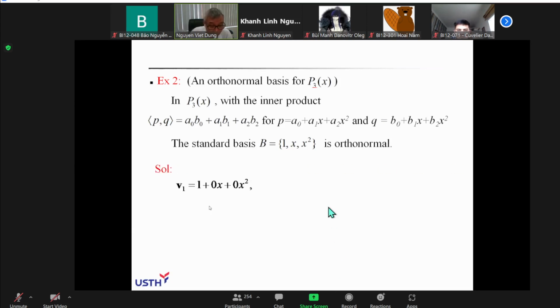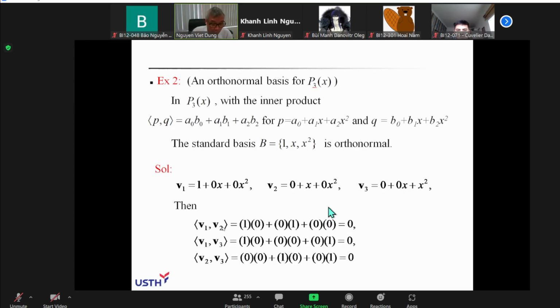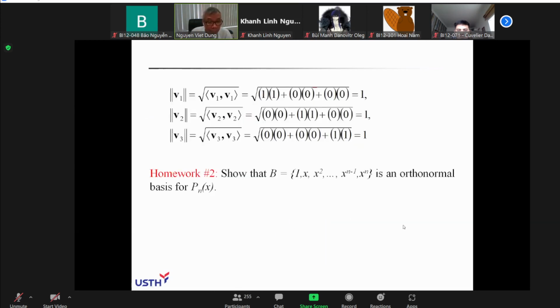Here I write v1 to be that, v2 to be that one, and v3 to be that one. Then we consider the inner products of them to be that. The inner products are 0. So we know that the system v1, v2, v3 is an orthogonal system. Next, we consider the length or the norm of each vector v1, v2, v3.